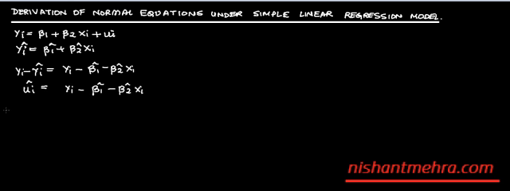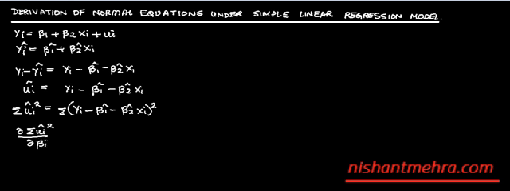So for OLS, what you'll be doing is squaring both the sides and then summing it over. So once you square it and sum it. Clear. Now, in order to get the optimal values of beta 1 hat and beta 2 hat, we'll be finding out two partial derivatives. One with respect to beta 1 hat, another with respect to beta 2 hat.